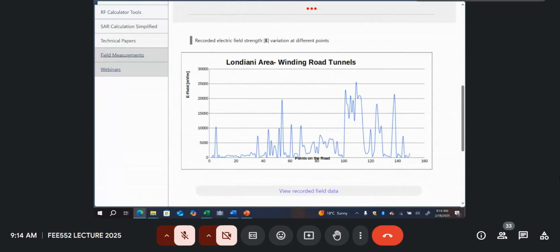No, but this is millivolts. So that is 20 volts per meter or 25 volts per meter at certain areas on the road. Okay. So you can see this is a problem with the winding roads in Londiani, it is hilly.